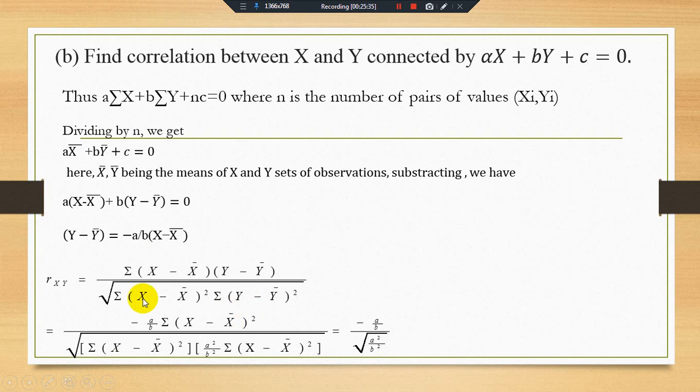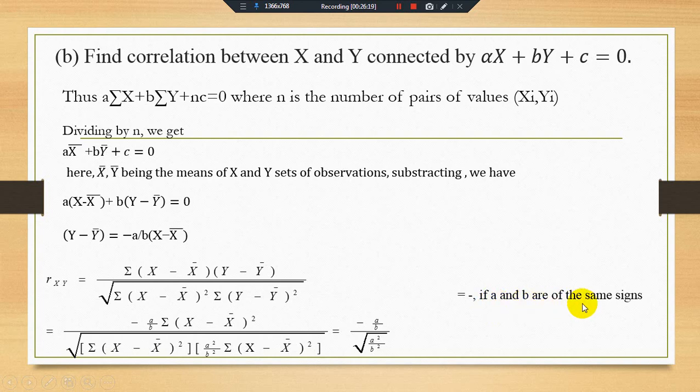So we have the correlation formula, and now we put the values of Y minus Y bar in place of these, and we get this formula. Y minus Y bar is equal to this value, so we put it here and also in the square root. After the cancellation we get minus A divided by the root of A square, B square. Here the more important thing is the sign of the correlation.